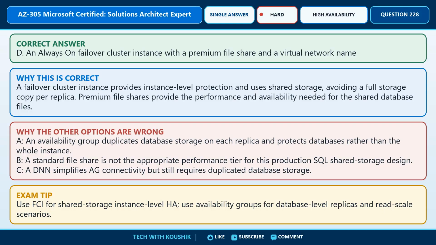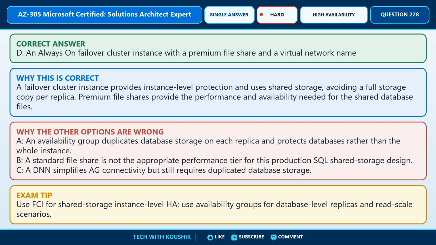The correct answer is Option D, an Always On failover cluster instance with a premium file share and a virtual network name. The reasoning is as follows. A failover cluster instance provides instance-level protection and uses shared storage, avoiding a full storage copy per replica. Premium file shares provide the performance and availability needed for the shared database files.